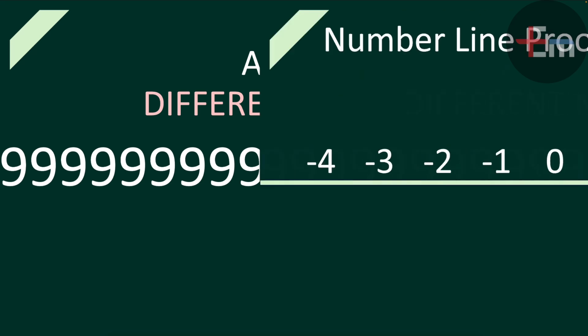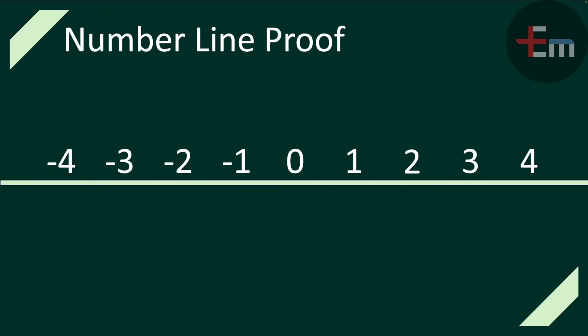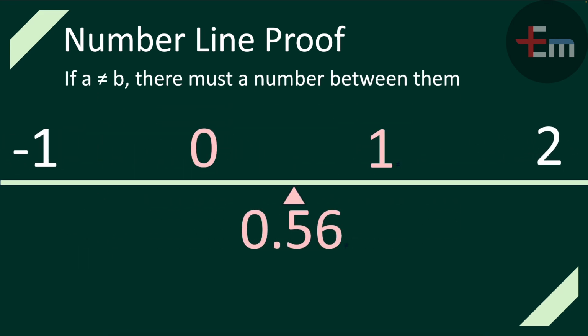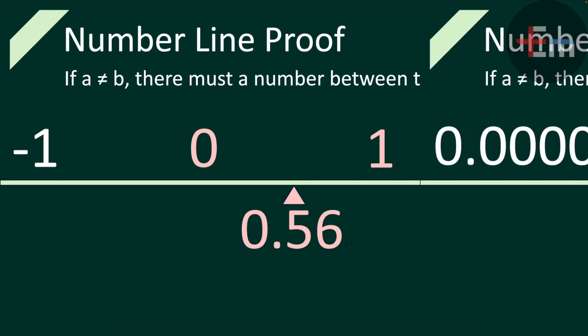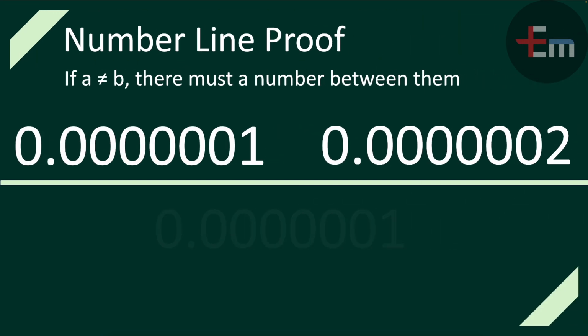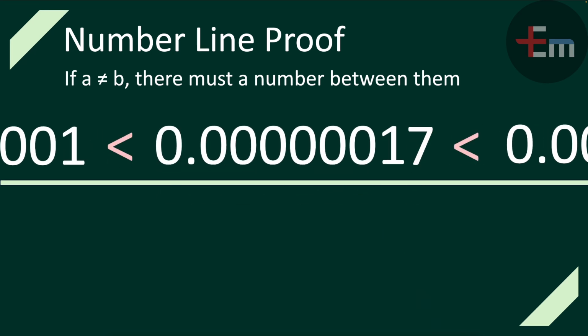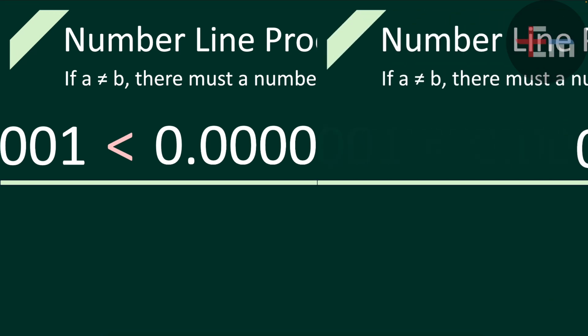The number line proof. If you look at the number line, if two numbers are different, it is defined that there is at least one number between them. For example, no matter how small the two numbers are, as long as they're not infinite, you can always just add a number after the smaller number, and that makes it larger than the smaller number, but less than the larger number. Except that 0.9 recurring is infinite.